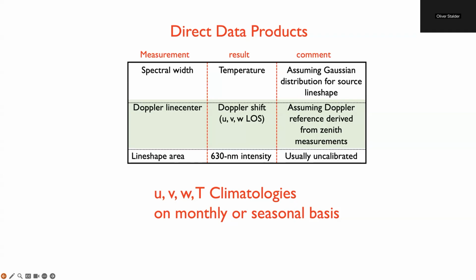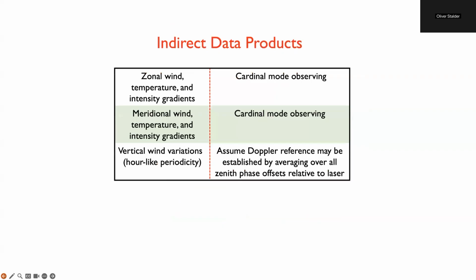So having these data products for many nights of observation allowed the development of climatology on a monthly or seasonal basis for the zonal wind U, the meridional wind V, the vertical wind W, and for temperature. An indirect data product will be the measurement of the gradient for zonal and meridional wind, and we do see gradients. And it has been possible to make use of a very sensitive Fabry-Pérot to observe vertical winds, and we do see variation with perhaps 10 minute periodicity.